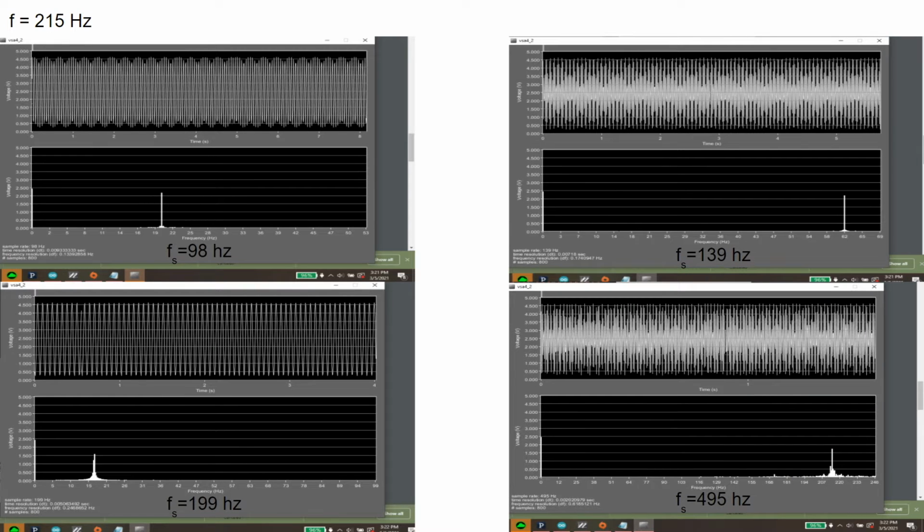These are the plots of the signal frequency of 215 Hertz at various sampling frequencies. And once again, the only ones that were aliased are when we sampled it at 109 Hertz, 139 Hertz, and 98 Hertz.